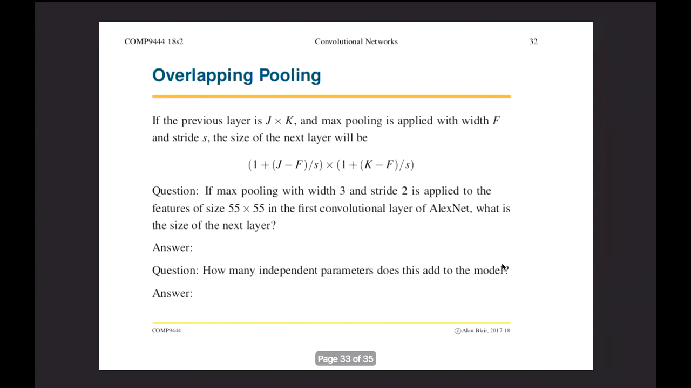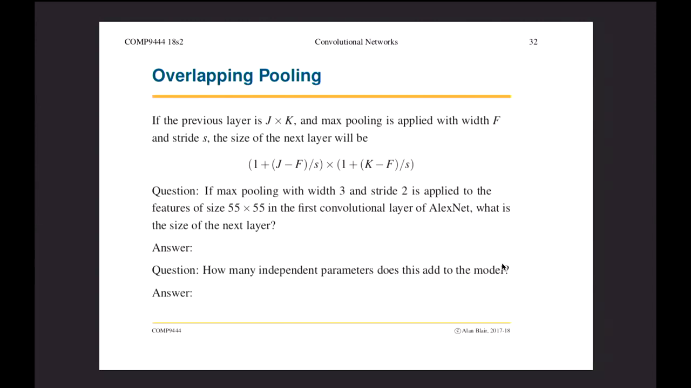Now, there were a few other innovations that this network introduced that I'll talk about in a minute, but let's start with this one, which is overlapping pooling.